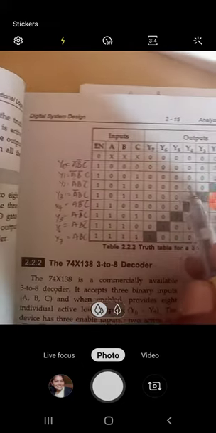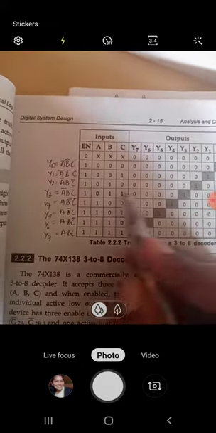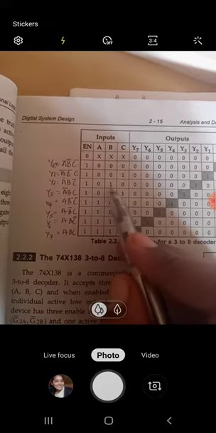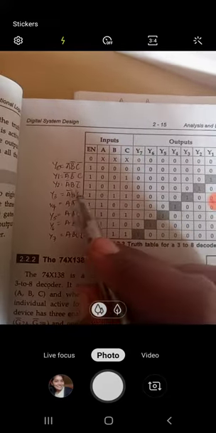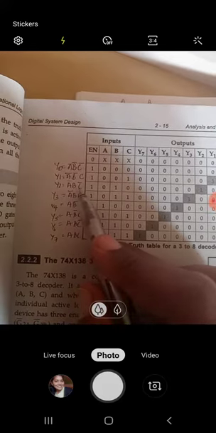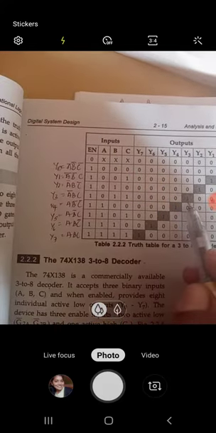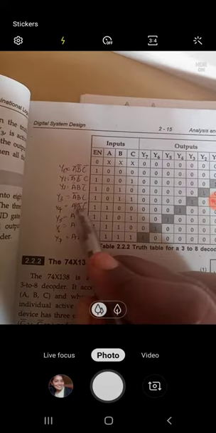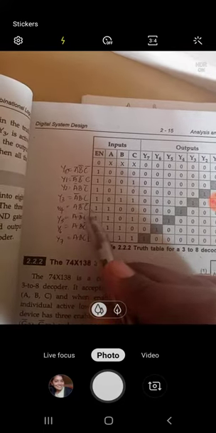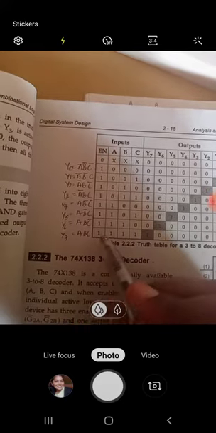So y2, what is this? Y2 is 1 when 0, 1, 0, which means A bar, B, C bar. Similarly, Y3 is 1 when it is 0, 1, 1, which means A bar, B, C. Similarly, I have written it for the other logics.